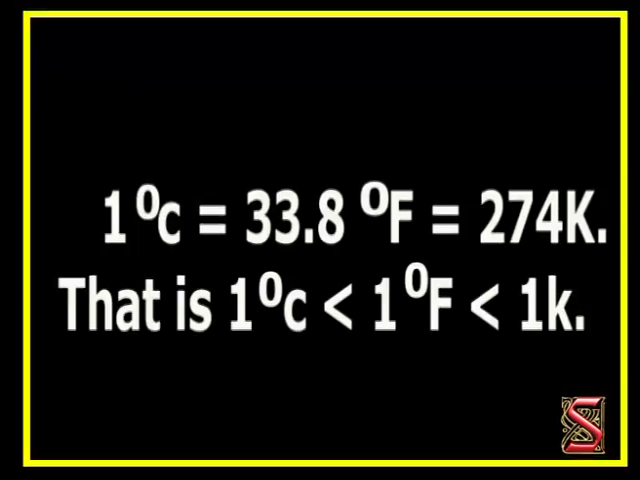Next point, melting point of a substance decreases if the external pressure is increased. Boiling point of a substance increases if the external pressure is increased. On the mountains, melting point of a substance is higher and boiling point of the substance is lower. 1 degree Celsius equals 33.8 degrees Fahrenheit equals 274 Kelvin. That is, 1 degree Celsius is less than 1 degree Fahrenheit is less than 1 Kelvin.